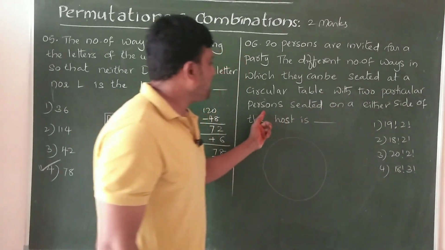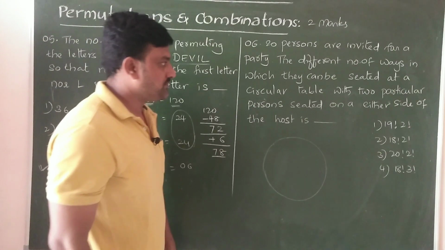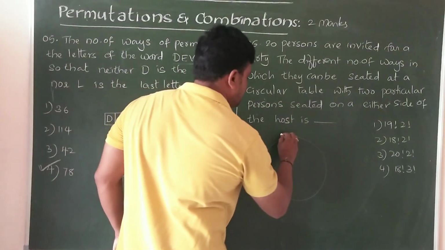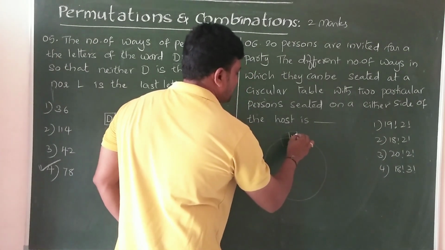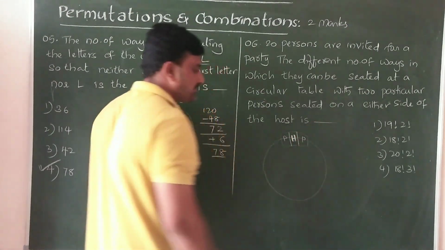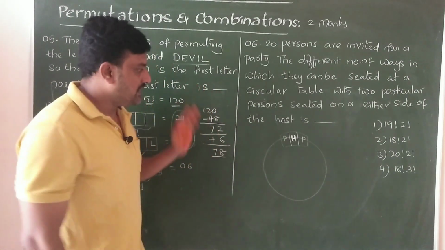With 2 particular persons seated on either side of the host, like this. Suppose the host, now 2 particular persons, 2 persons are there. Remaining how many persons? 18 persons are outside.